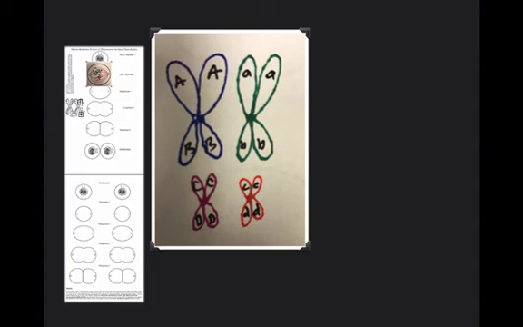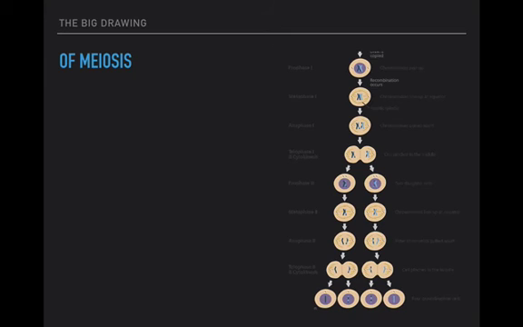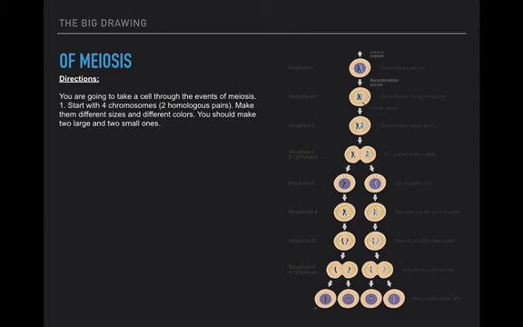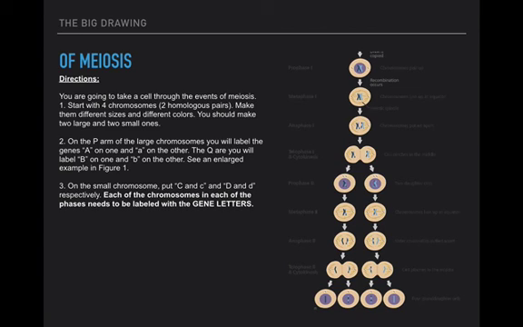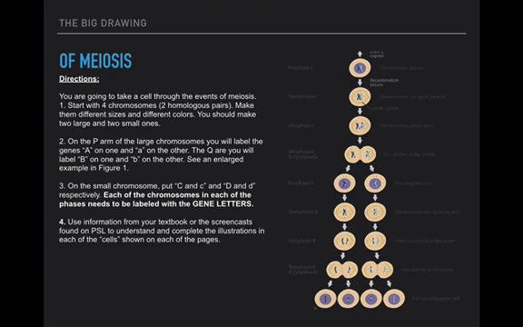Now you're going to follow those chromosomes until you get to the end of meiosis. Again, it's going to look something like that. The directions: taking one cell, using 4 chromosomes with 2 homologous pairs. Label the genes, A's and B's. You have an example of that. You can always rewind the screencast and look at it again. C's and D's on the small ones.